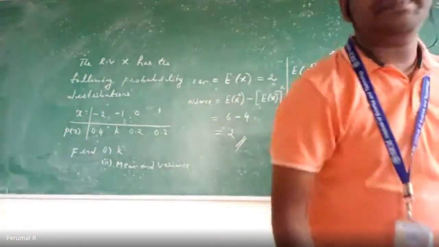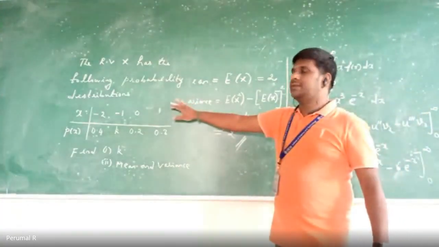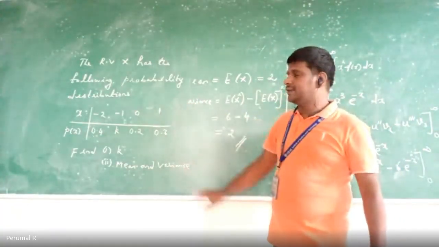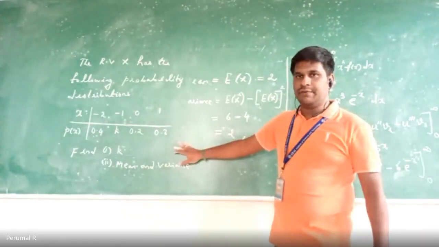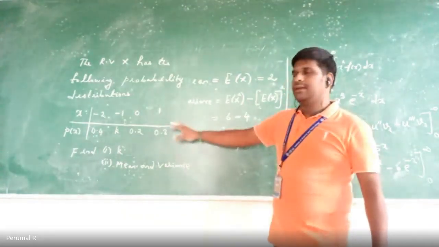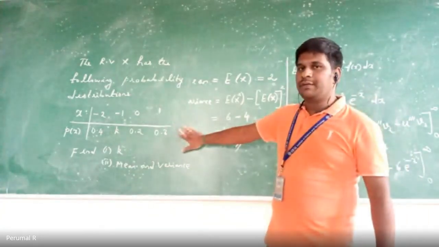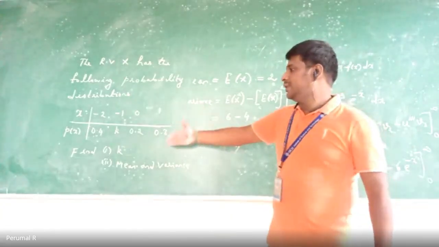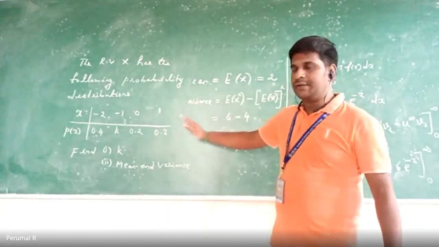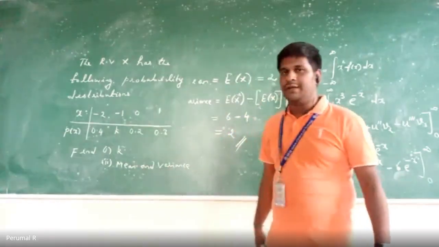So write the next problem. The random variable capital X has the following probability distribution. Here X, then the corresponding probability values are given. Okay, so easily you can identify that this random variable is a discrete random variable. So you can apply the corresponding discrete formula. Here you have to find the value of K and the mean and variance of the random variable.